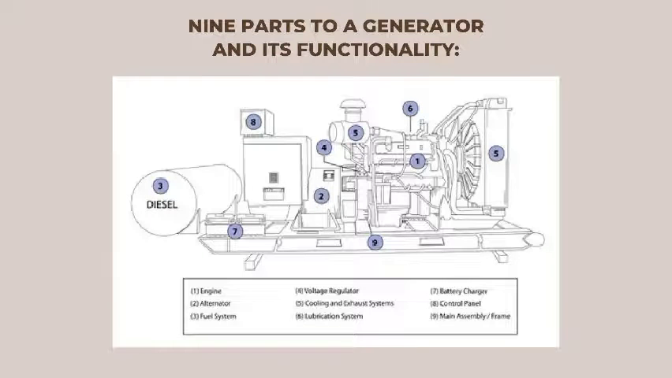There are 9 parts of a generator. 1. Engine. 2. Alternator. 3. Fuel system. 4. Voltage regulator. 5. Cooling and exhaust system. 6. Lubrication system. 7. Battery charger. 8. Control panel. 9. Main assembly or frame.